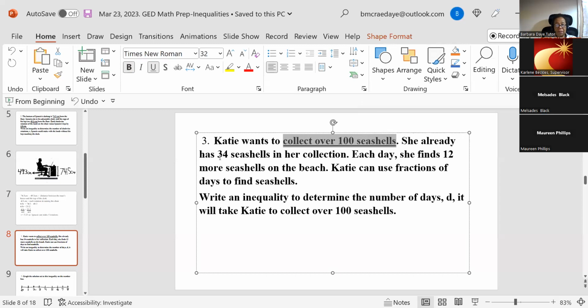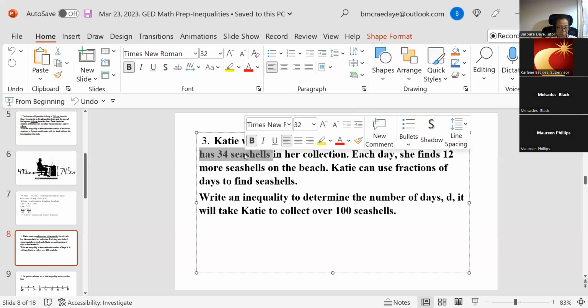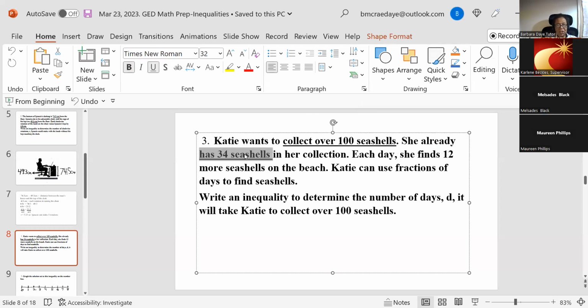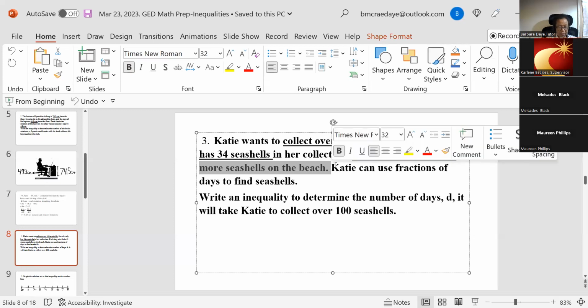What does she have? How many seashells does she have? So first of all, she already has 34. That's right. So you're gonna subtract that. And each day she finds 12 more. So you know by the day she's getting 12, right? Yes.